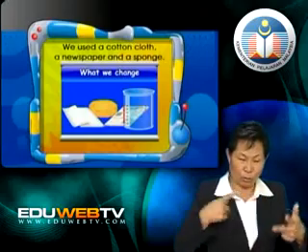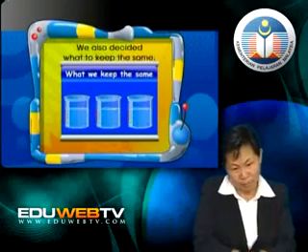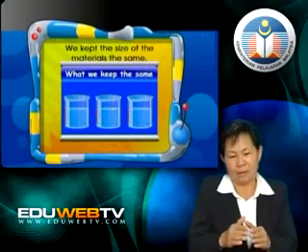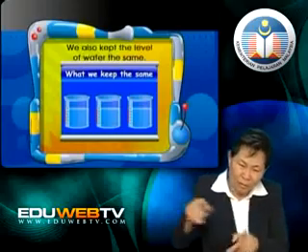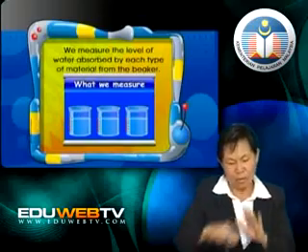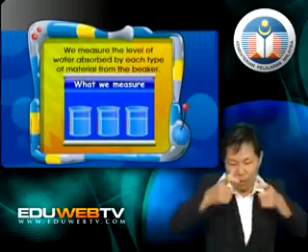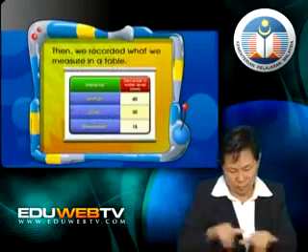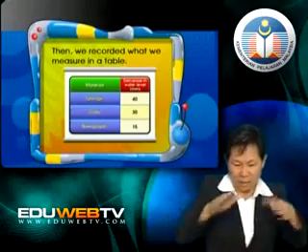This is what we change. We also decided what to keep the same. We kept the size of the materials the same. We also kept the level of water. We measure the level of water absorbed by each type of material from the beaker. This is what we measure. Then we recorded what we measure in a table.